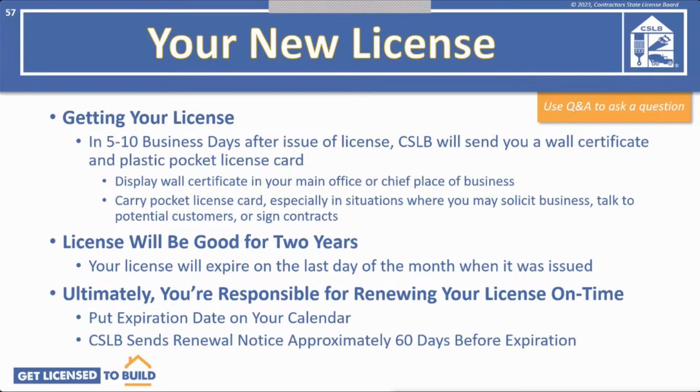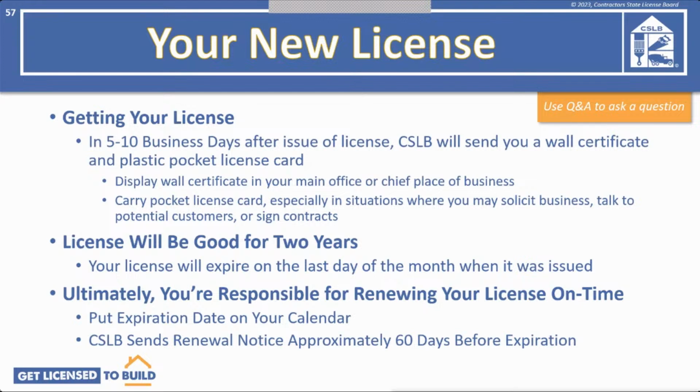Your license will be good for 2 years. It will expire on the last day of the month when it was issued. Be sure to put that expiration date on your calendar, in your phone, anywhere you need, so you won't forget it. CSLB will send you a renewal notice in the mail approximately 60 days before it expires, but ultimately, it is your responsibility to renew your license on time.